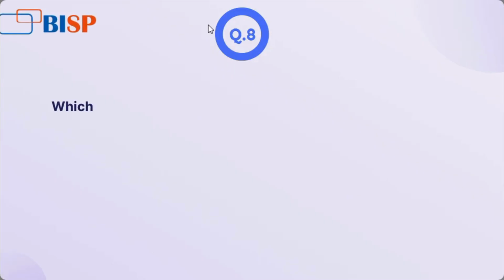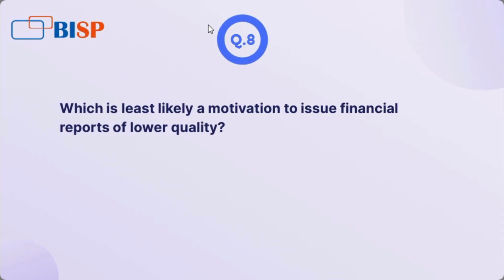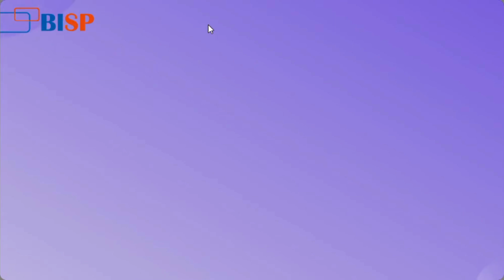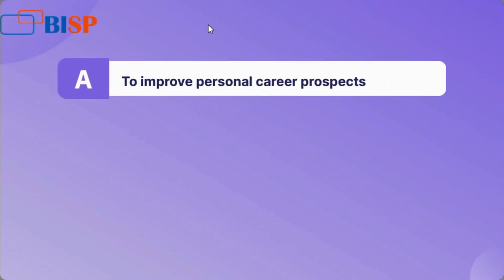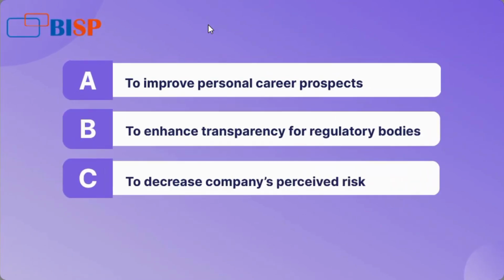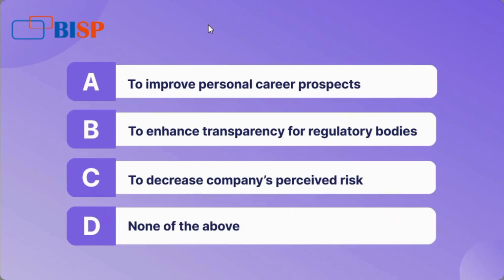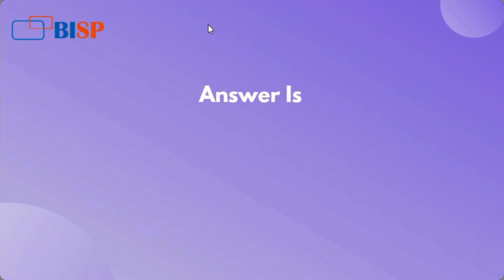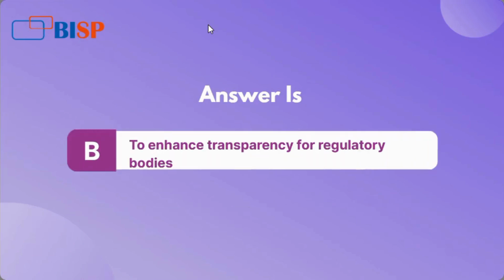Which is least likely a motivation to issue financial reports of lower quality? A. To improve personal career prospects. B. To enhance transparency for regulatory bodies. C. To decrease companies' perceived risk. D. None of the above. Answer is B. To enhance transparency for regulatory bodies.